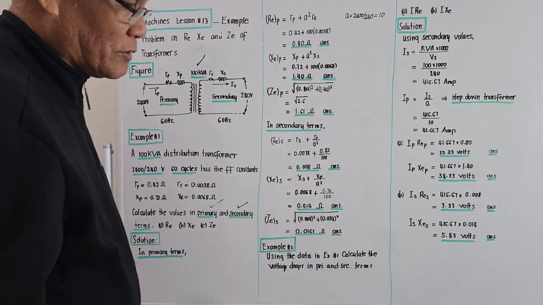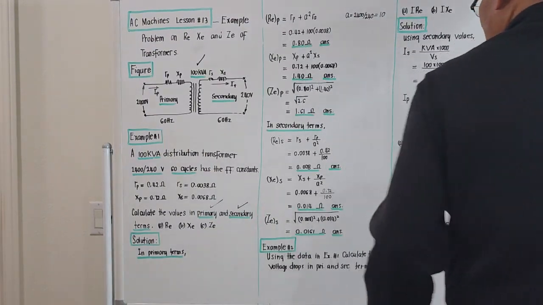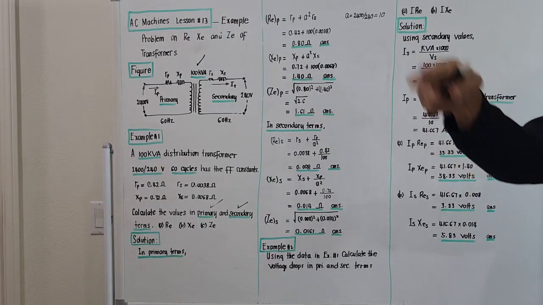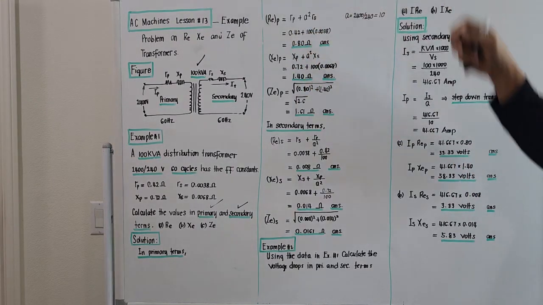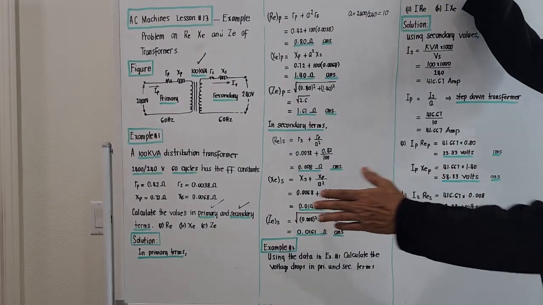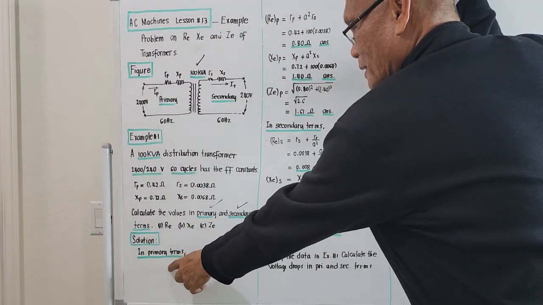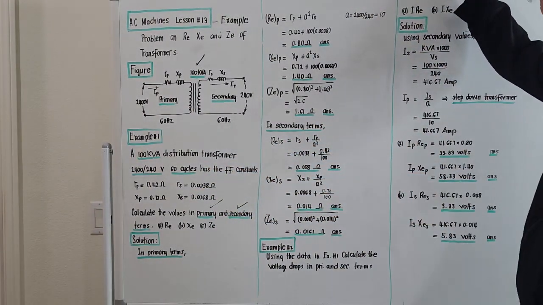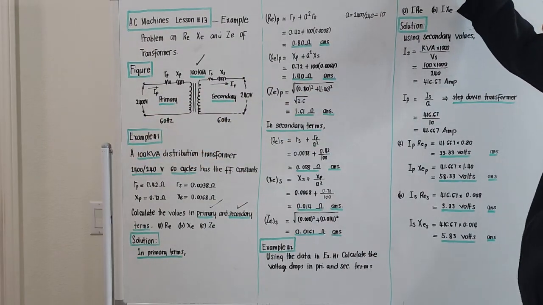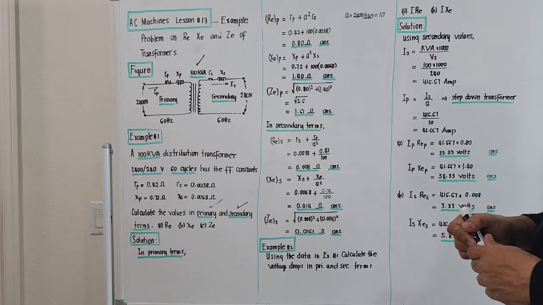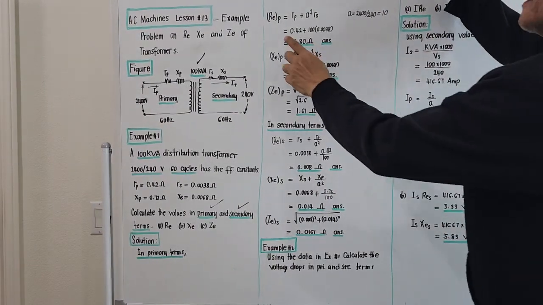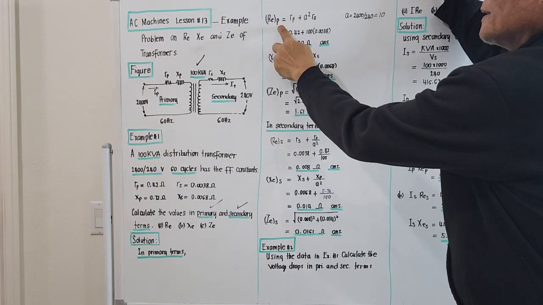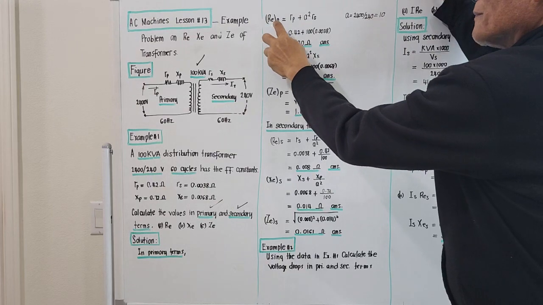Okay, let's try to bring out the solution. For the solution of this, we will be using the concept that was discussed from lesson number 12. Solution. In primary terms, let's compute for the equivalent resistance, reactance, and impedance in primary terms. The first requirement here is capital letter R with the subscript E, again with the subscript P, meaning the equivalent resistance referred to the primary.